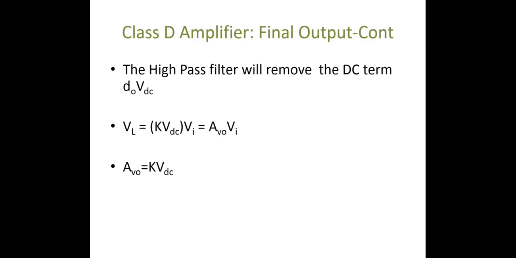So now when we add a high pass filter to this circuit, so that instead of a low pass filter we now have a band pass filter, the DC term will be removed by the high pass filter, and we will be left only with the AC term, which was equal to K times VDC into Vi, or we can write it as AV naught times Vi, where AV naught, which is the gain of this class D amplifier, will be equal to K times VDC.